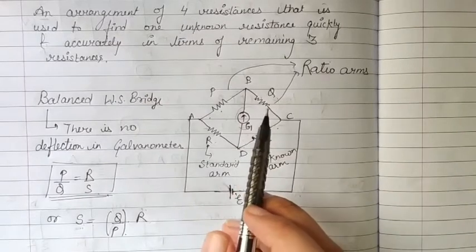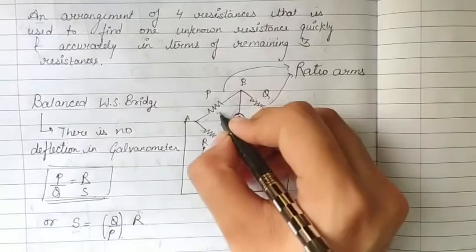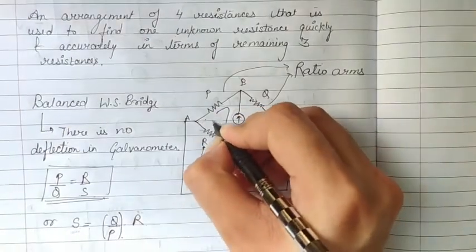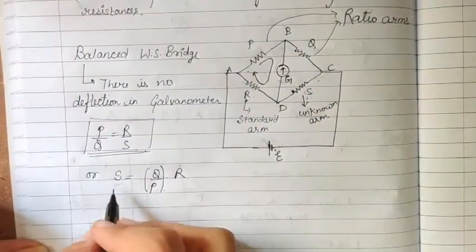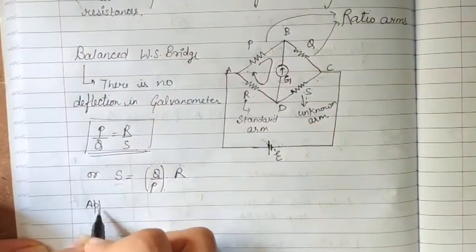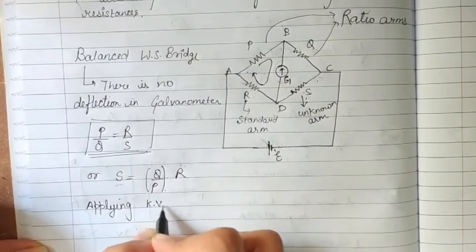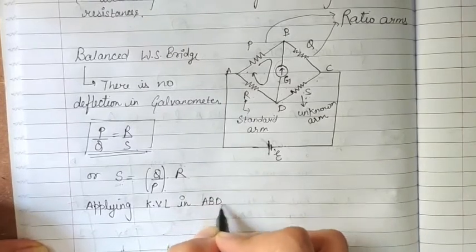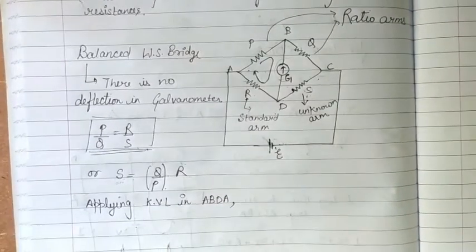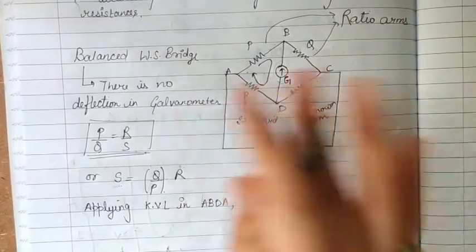So suppose first we are taking the loop A, B, D, A in clockwise direction, and applying Kirchhoff's second law or Kirchhoff's voltage law in loop A, B, D, A. Then I'll be getting, right, so for this we must have the currents.